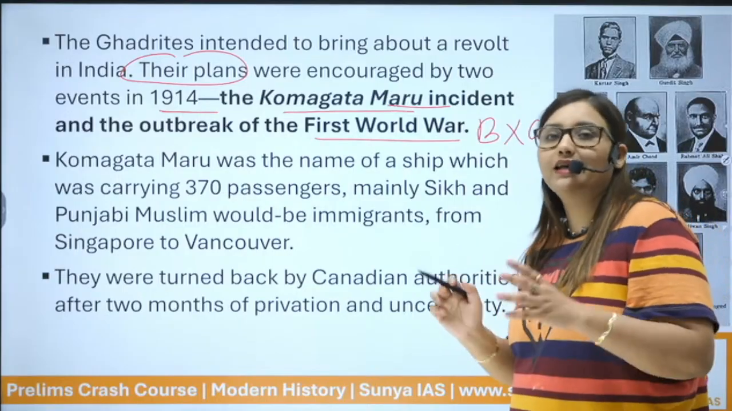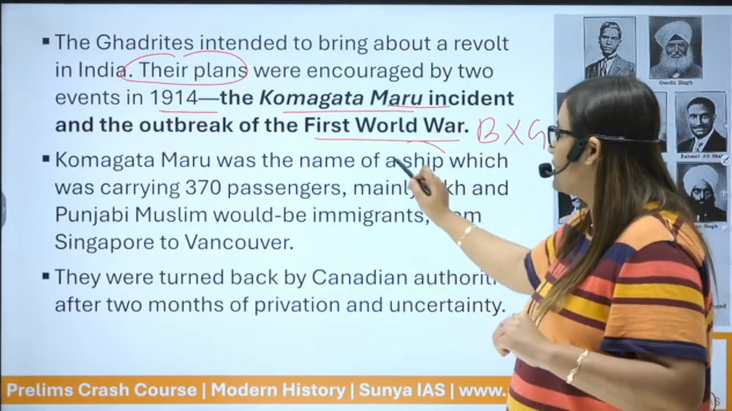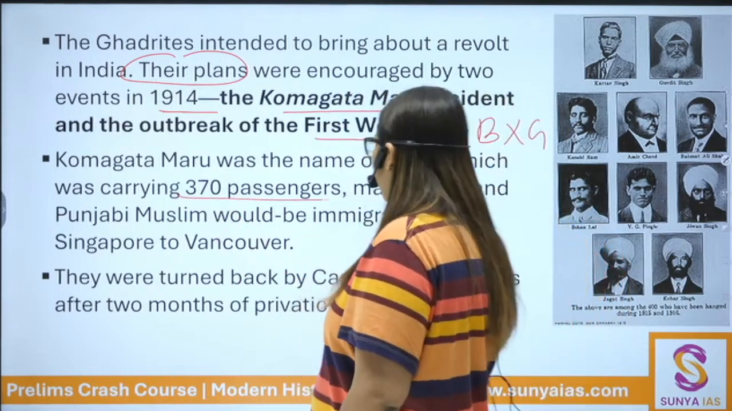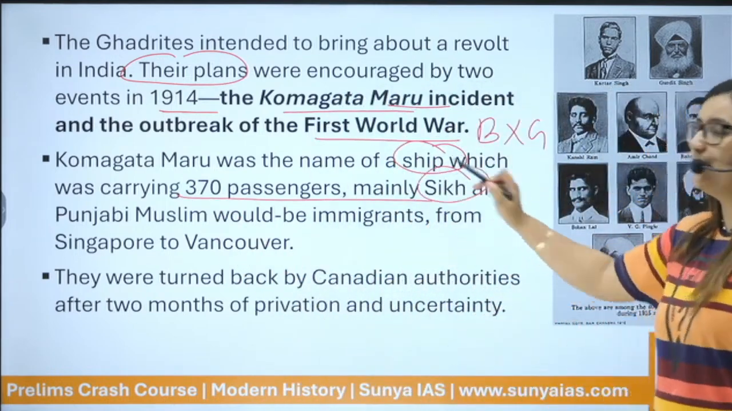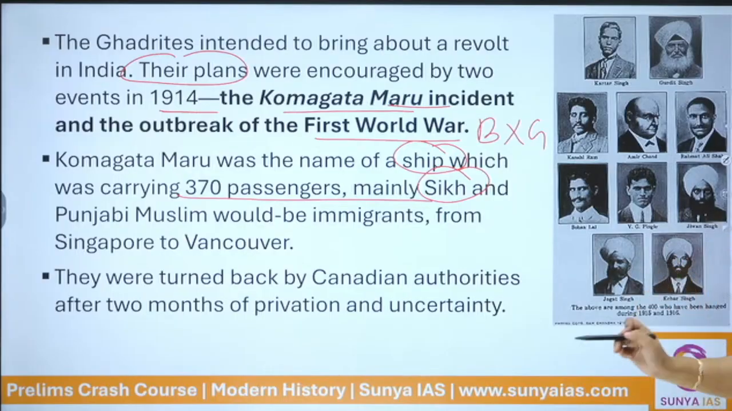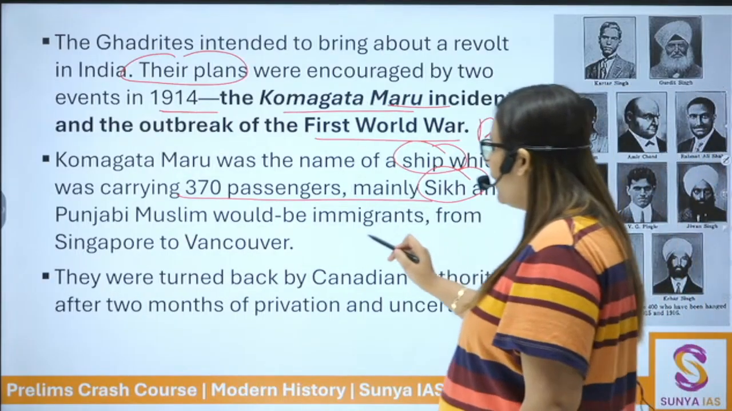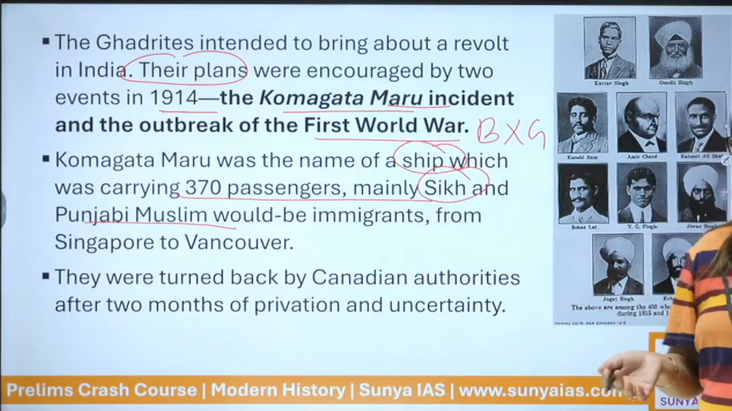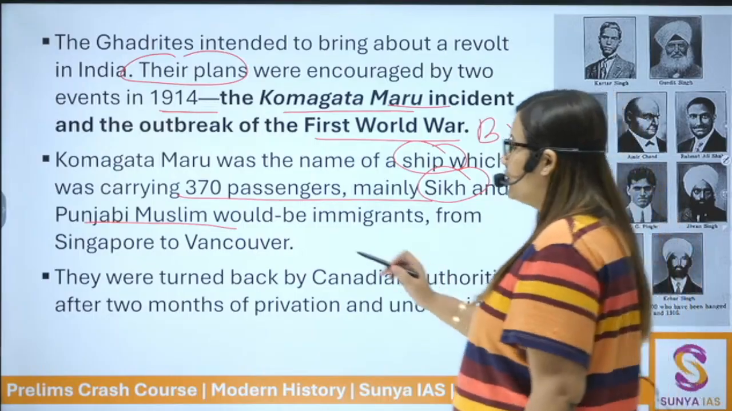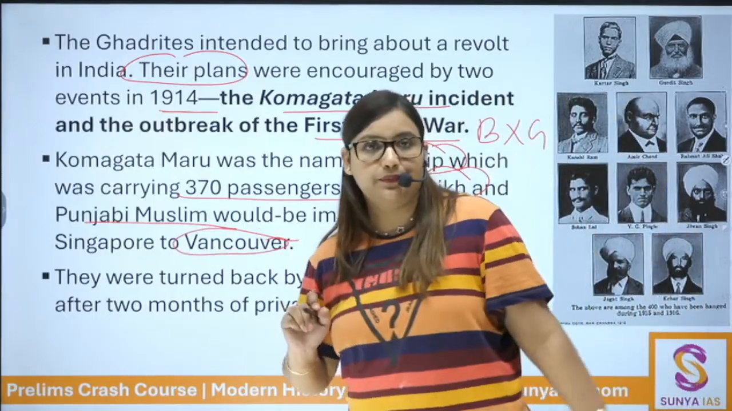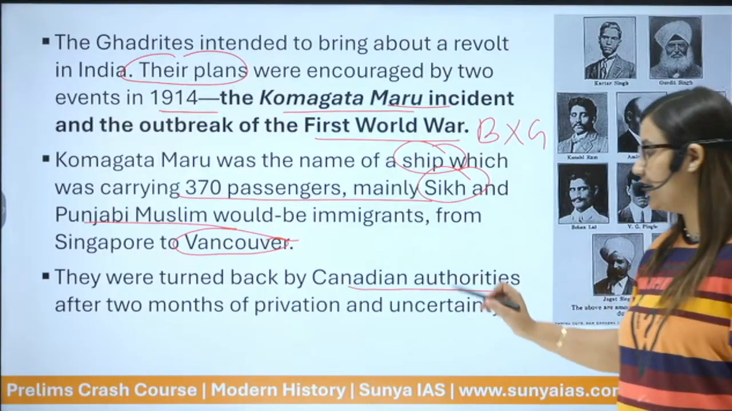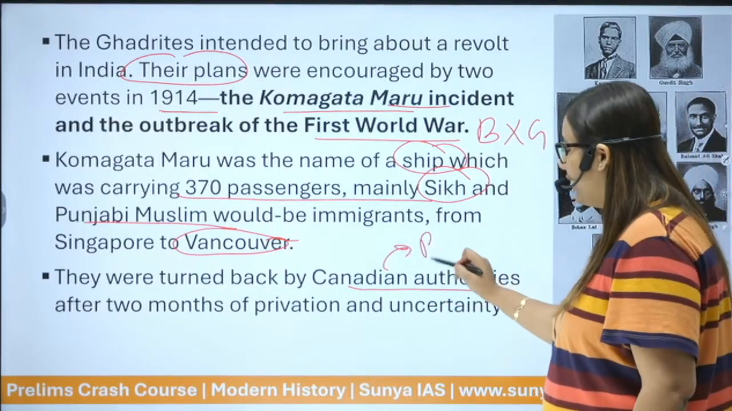Komagata Maru is the name of a ship. It was a Japanese ship, carrying 370 passengers, mainly Sikhs and a few Punjabi Muslims. They were would-be immigrants from Singapore to Vancouver. So they wanted to come to Vancouver. But they were turned back by the Canadian authorities because Canada was also a colony of Britain.